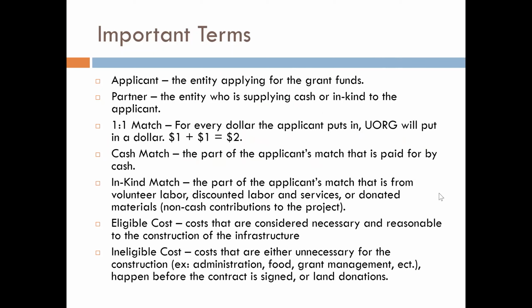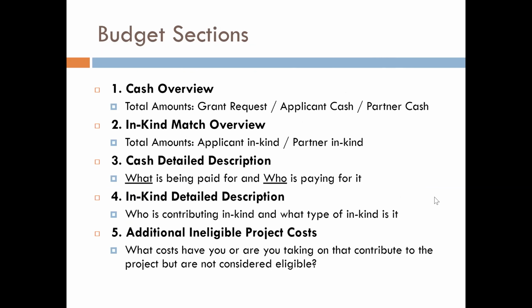Eligible costs are considered necessary and reasonable to the construction of the infrastructure, and ineligible costs are either unnecessary for the construction, happen before the contract is signed, or land donations. The budget consists of 5 sections. Here we have the cash overview, the in-kind match overview, the cash detailed description, the in-kind detailed description, and additional ineligible project costs. So let's take a closer look at these.